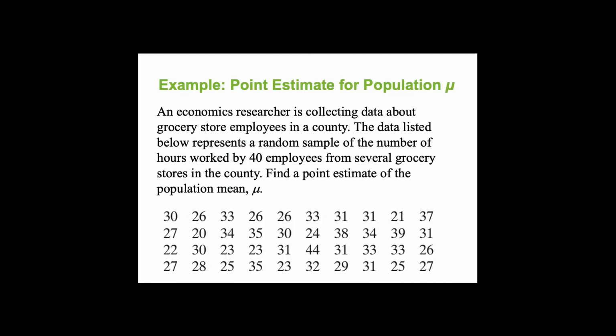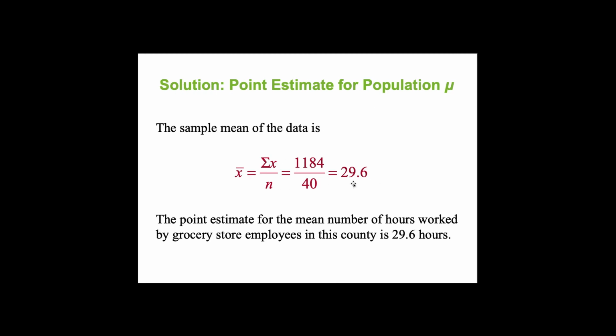Here's an example of the data that we have: the number of hours worked by 40 employees in several grocery stores. Find a point estimate of that. We actually use StatCrunch to calculate these, but you add them all together and divide by 40 to get the number of hours on average people in that grocery store work. So this means that employees in this county work 29.6 hours on average.